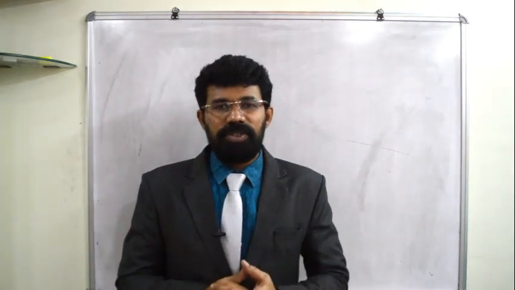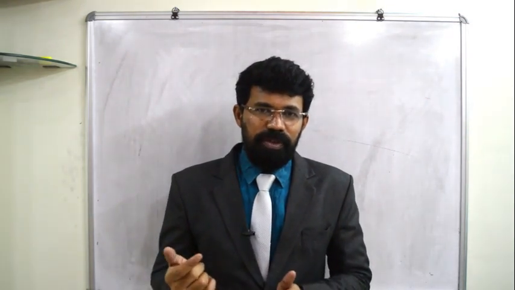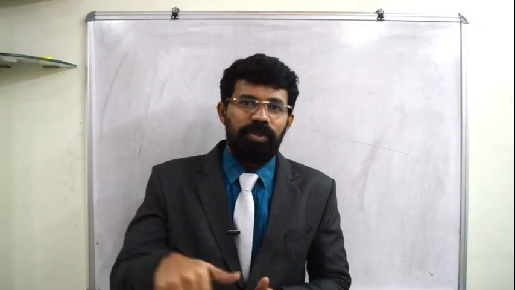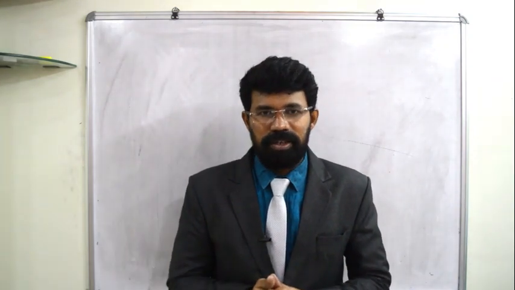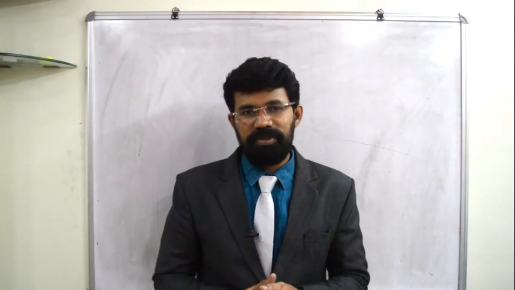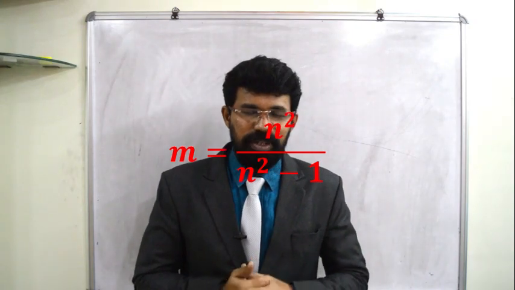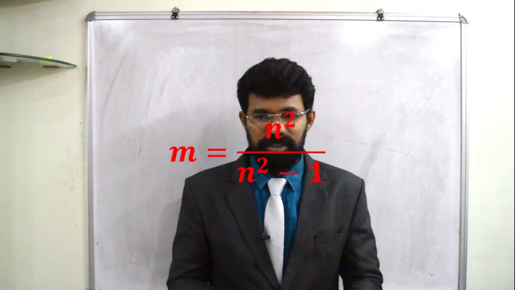The next situation we dealt with is what happens if the bullet's velocity reduces to 1 by nth after penetrating through a single plank. If that is the situation, how many planks are required to stop the bullet? This is the equation: m is equal to n square by n square minus 1, isn't it? And this is the picture.